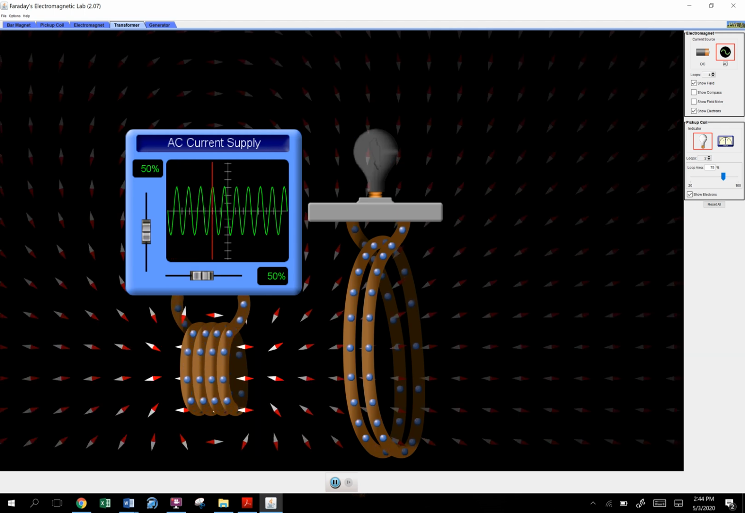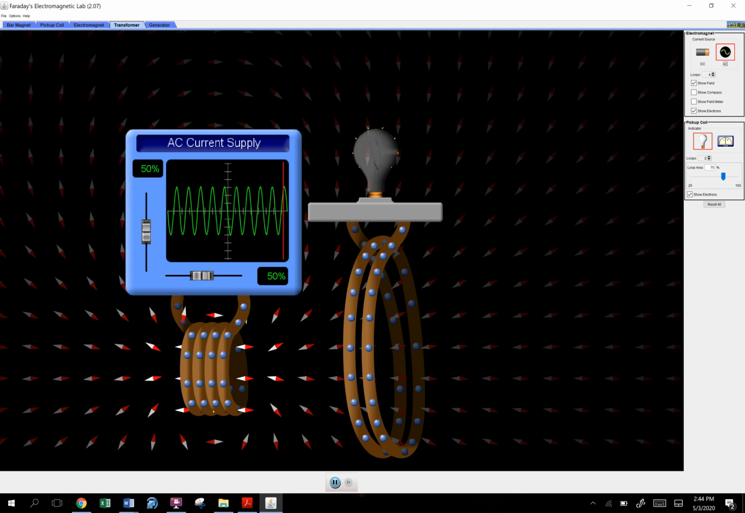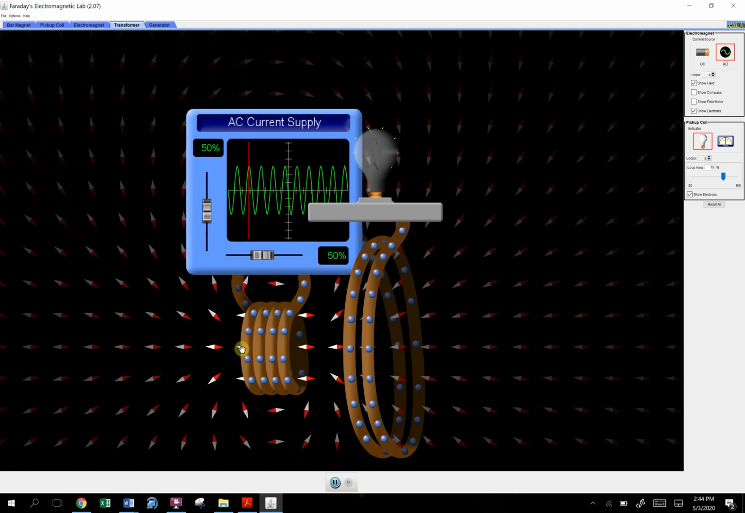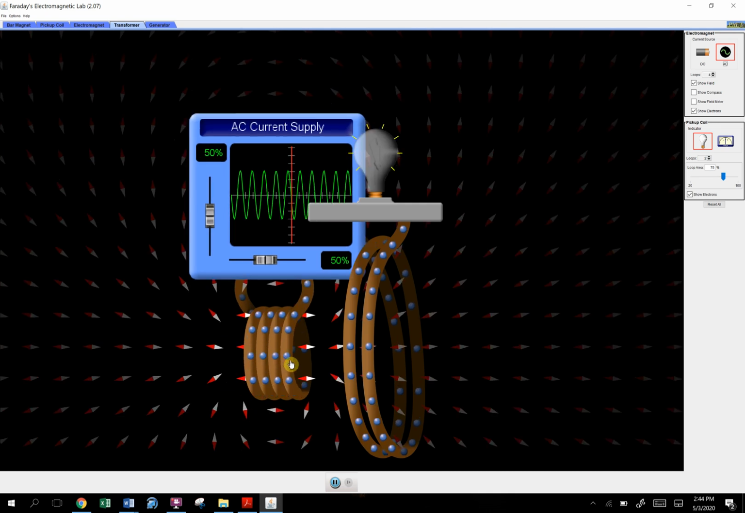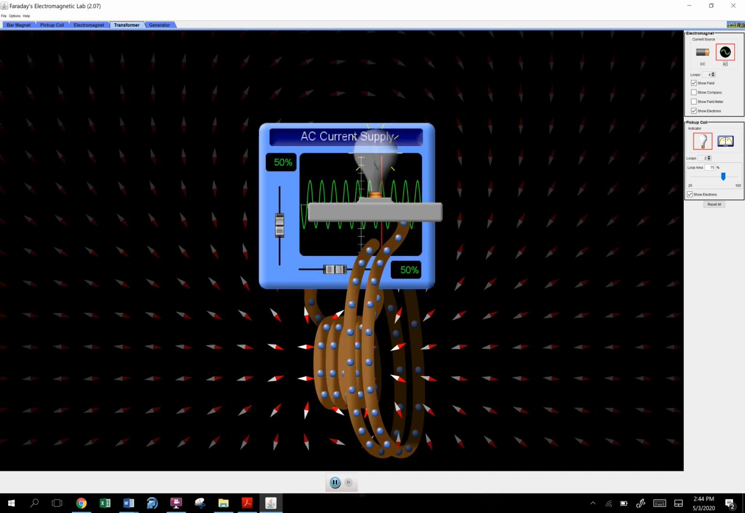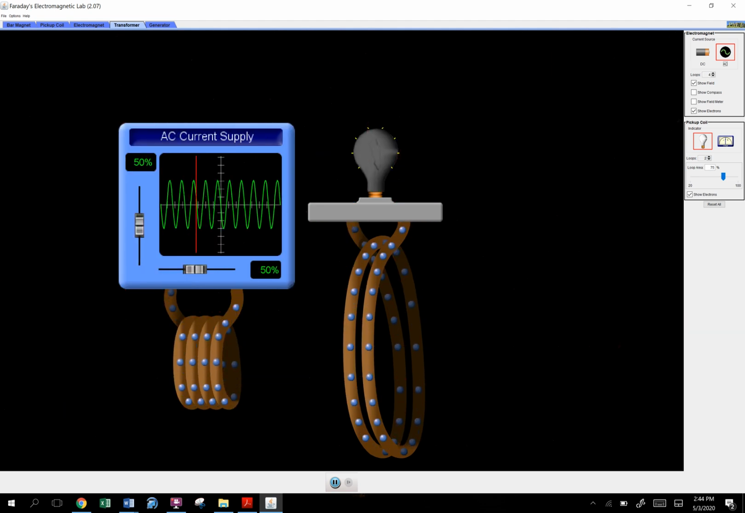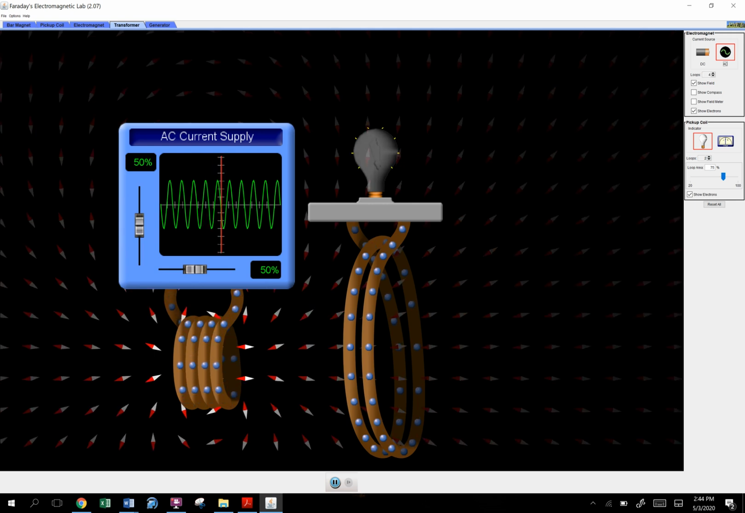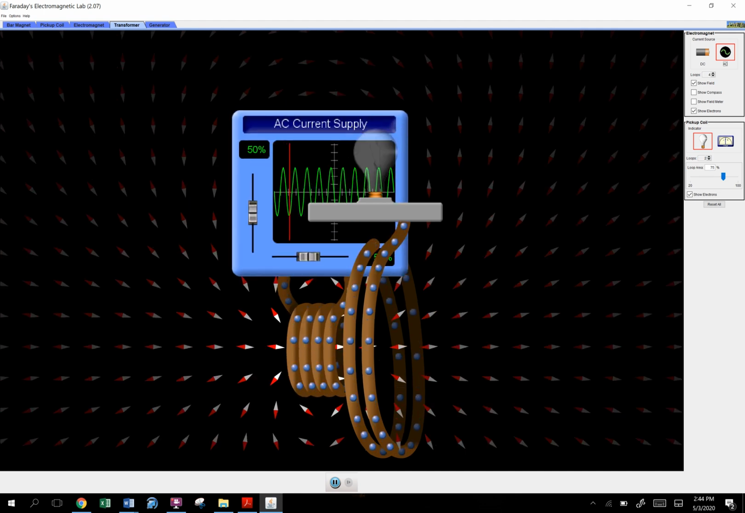So now that current that was created by the generator is sent to this loop of wire. And if you focus in on the compass needles, they are changing back and forth. So this coiled wire on the left that I keep moving around, when it's near the stationary coil, it's inducing a current in it. Again, the smaller wire here on the left, the current's going back and forth, creating a changing magnetic field. The wire on the right is like, hey, there's a changing magnetic field. I'm going to induce some current. And that's basically what happens.